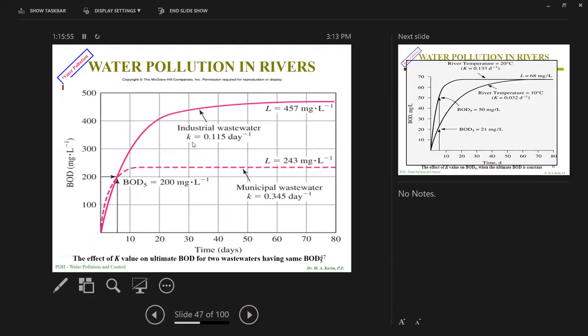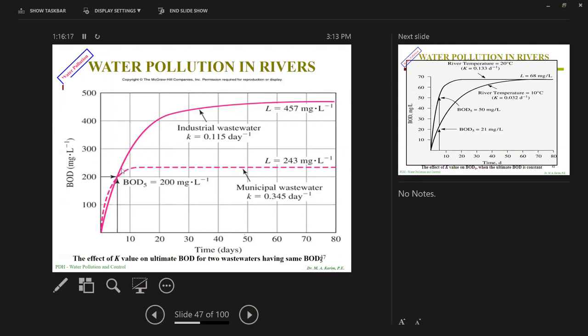So there are two different wastes. Industrial waste, the K value is 0.15. Municipal wastewater, the K value is this. They have the same 5-day BOD, but their ultimate BOD is not the same. This one has an ultimate BOD of 457. This one is 223. So it is farther. That's why industrial wastewater may have a higher BOD.